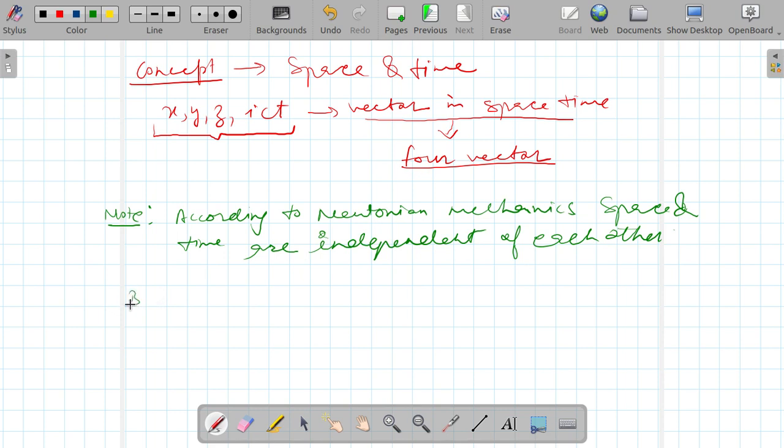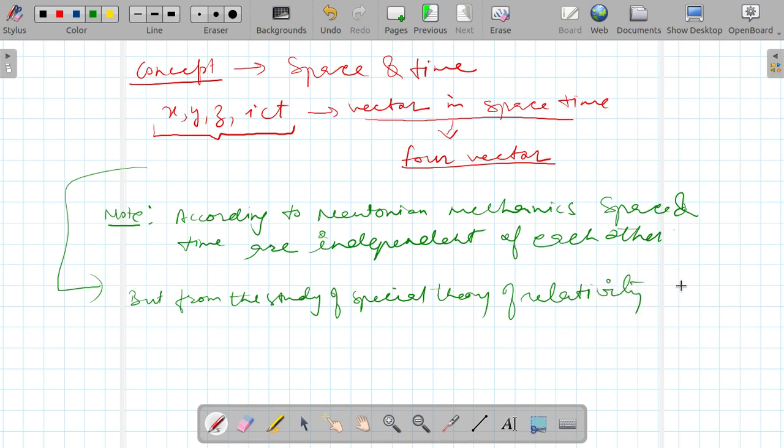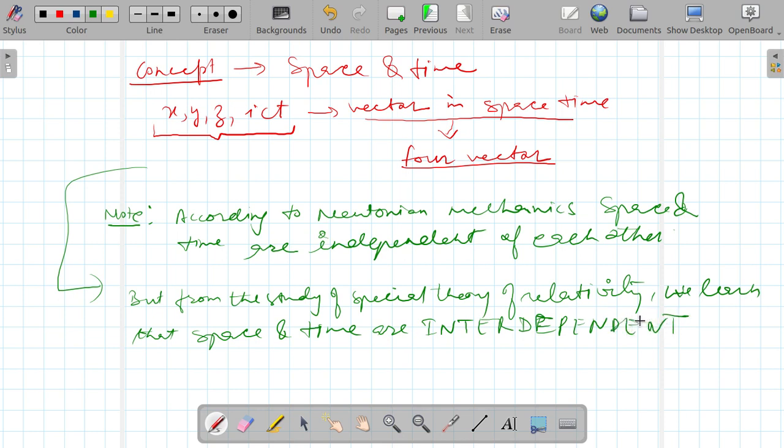But from the study of special theory of relativity, we learned that space and time are, sorry, not independent but interdependent, and can be treated on equal basis.